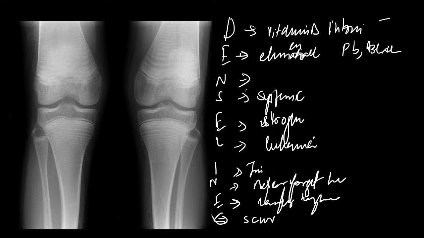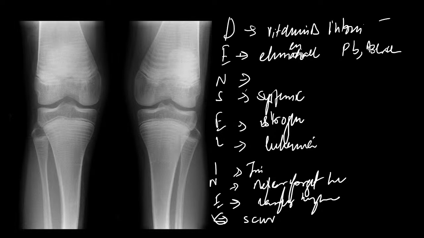Okay, so let us repeat it again. D for vitamin D intoxication. E for elemental toxicity like your lead poisoning. S for systemic illness. E for estrogen therapy during pregnancy. L for leukemia. I for infection like your TORCH infections. Okay. N for never forget rickets. E for early hypothyroidism. S for scurvy. Okay?